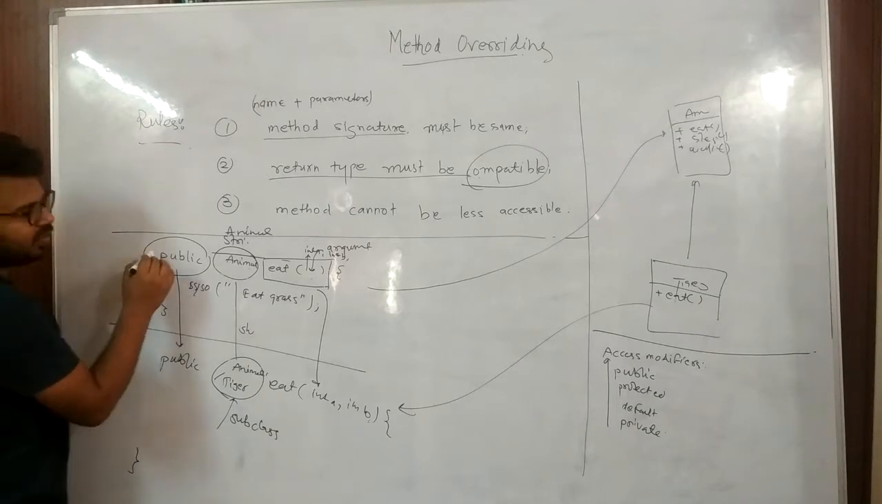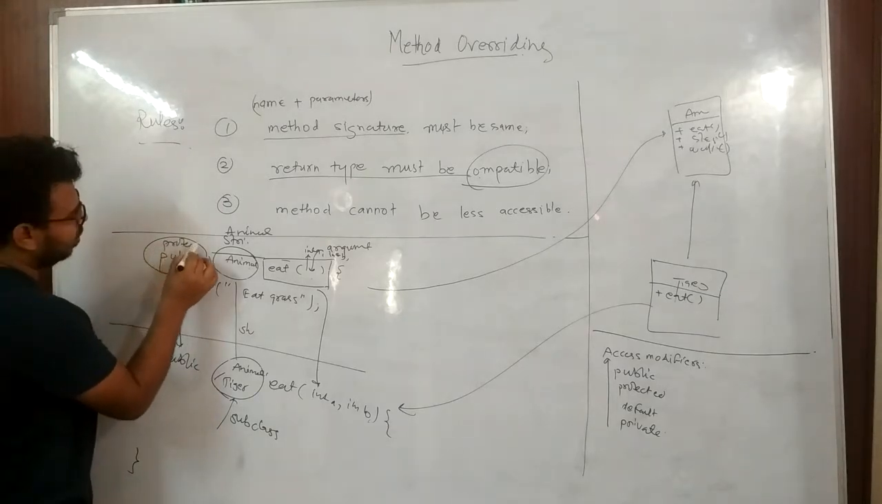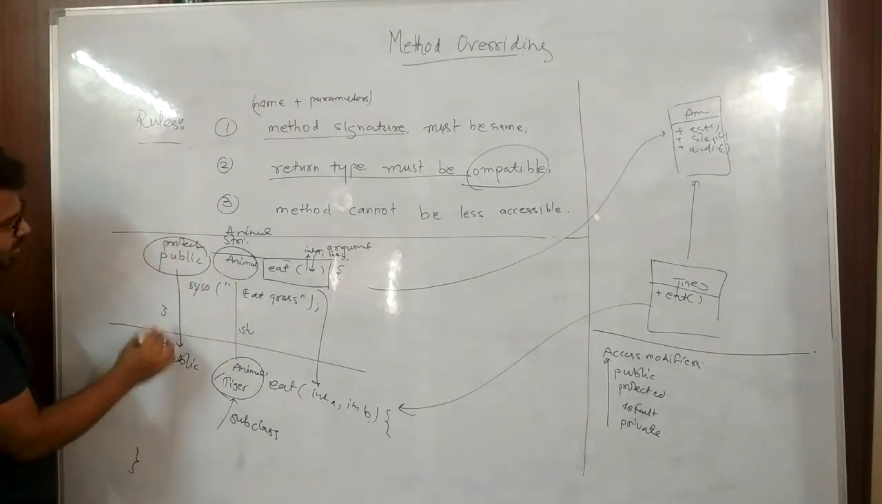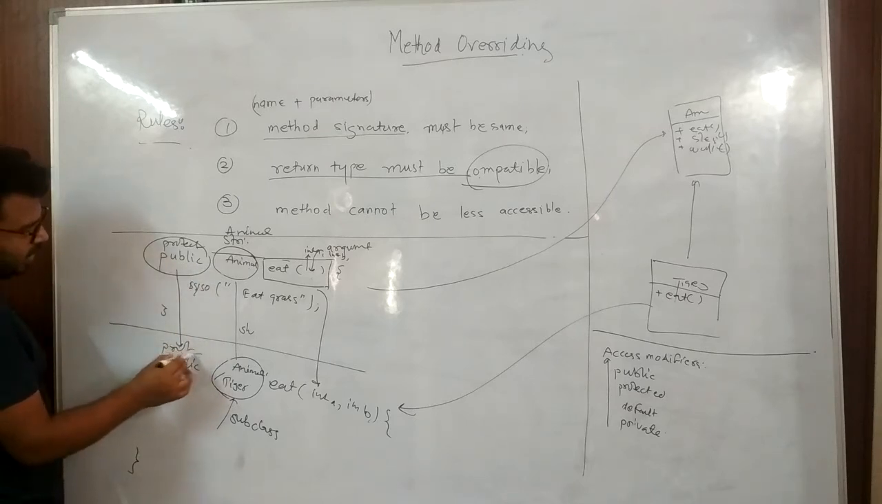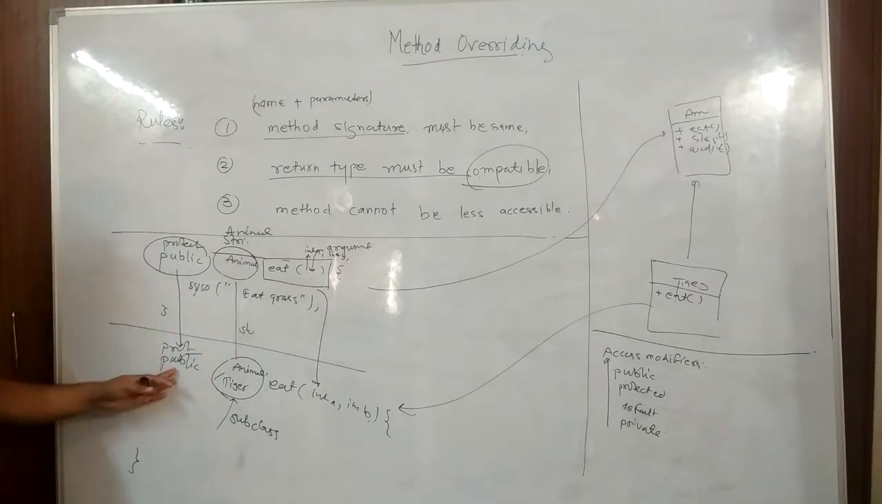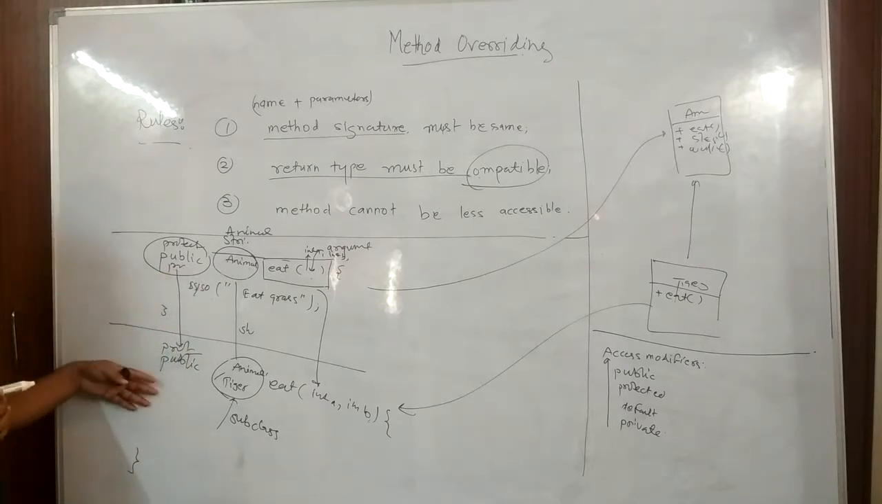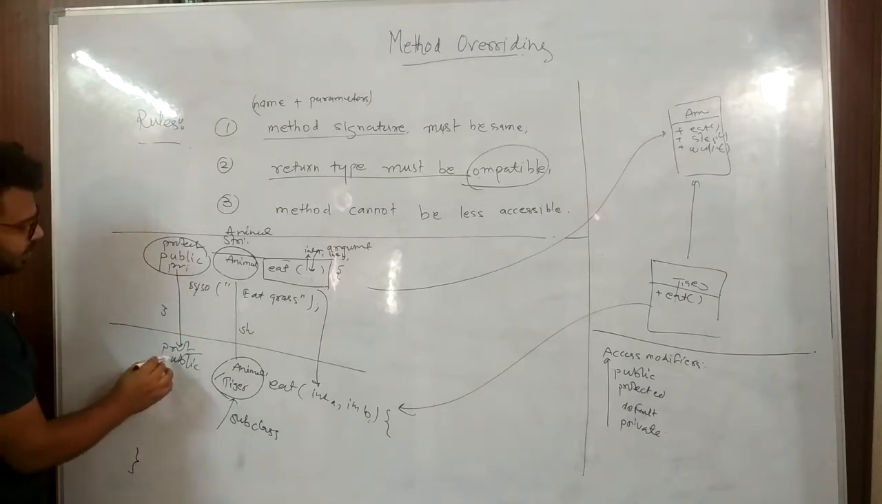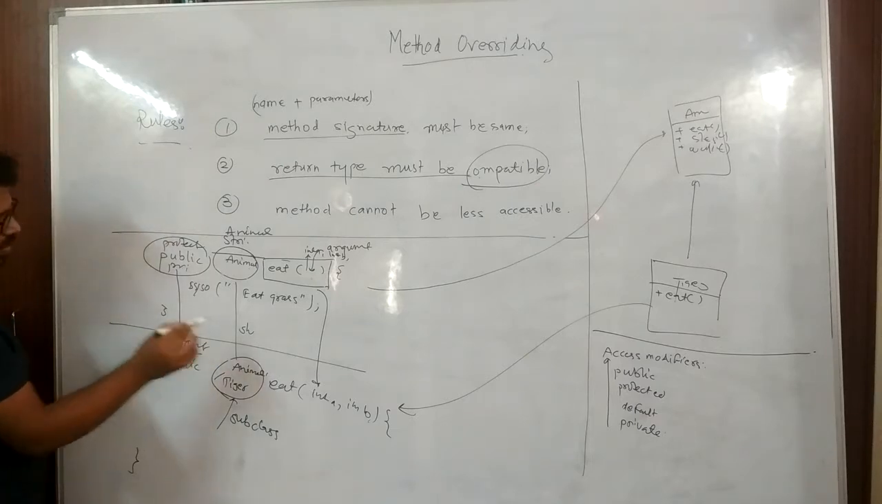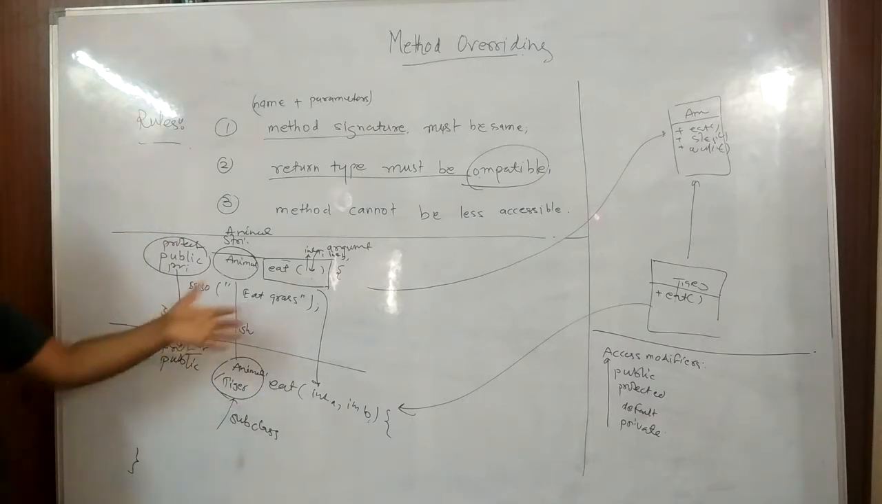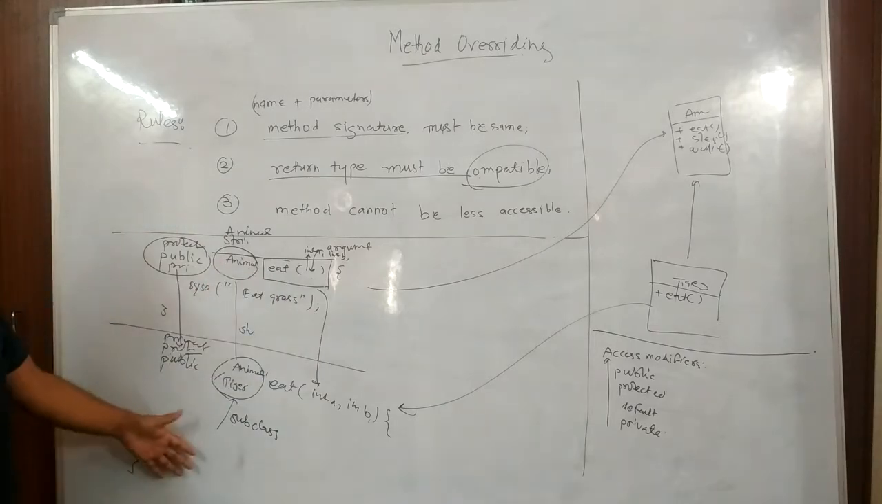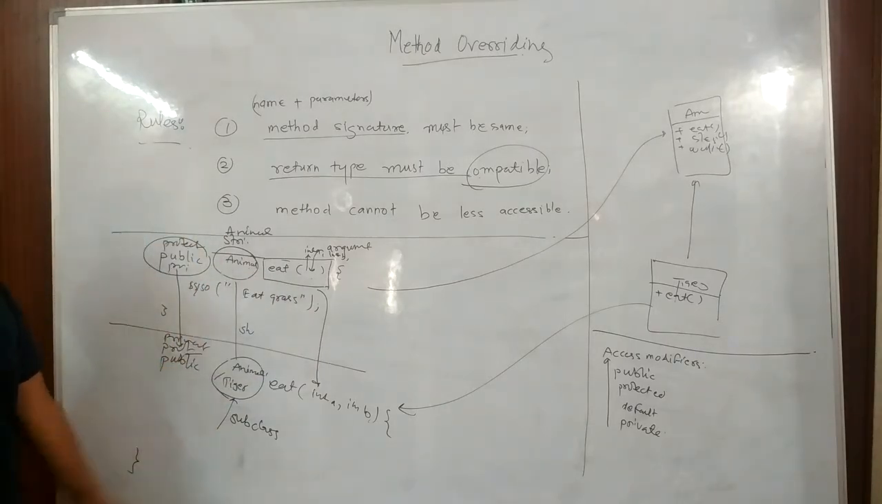But think of it, if this method is protected, then what options do we have? We can have this method as protected or public. If the method is default, we can make it more accessible. That is, it cannot be less accessible, it can only be more accessible. So I think you got the concept of the rules of method overriding.